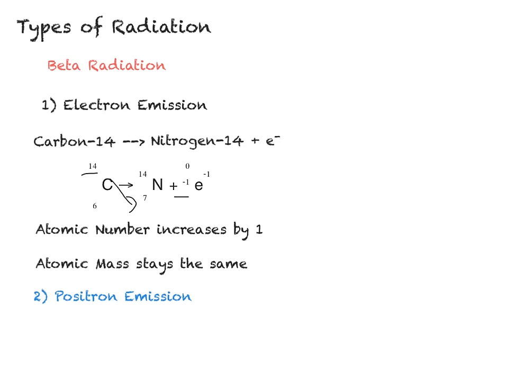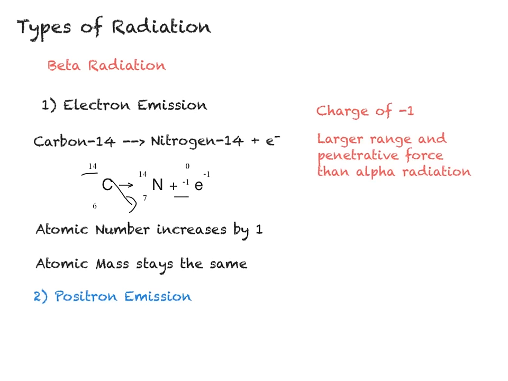Beta decay in the form of electron emission has a charge of -1. It has a higher range of movement than the alpha particle, being able to travel several meters, and also has a higher penetrative force, being able to move through paper and thin metal. They are a form of ionizing radiation, however they are less ionizing than alpha radiation.